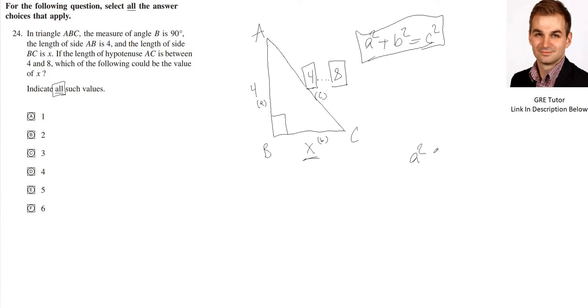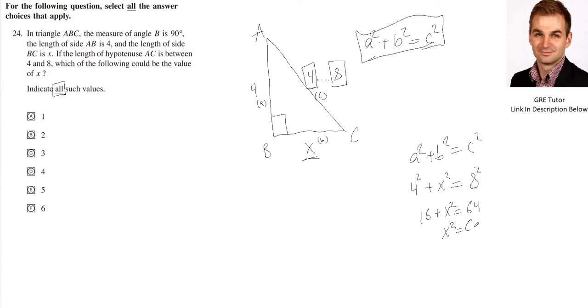So let's do a squared plus b squared equals c squared. Alright, and a is 4, so this is going to be 4 squared plus x is b, so x squared is equal to, and we're going to do the tallest one first, 8 squared. Alright, so that's the first one. So then we get 16 from 4 squared plus x squared is equal to 64 from 8 squared. Alright, then we're going to solve that.